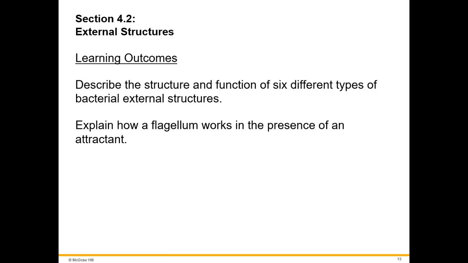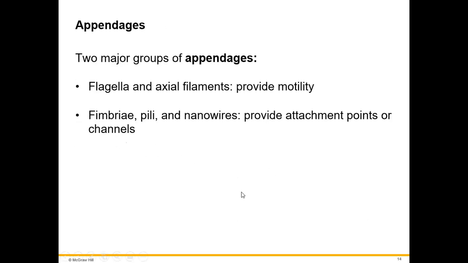Describe the structure and function of six different types of bacterial external structures we're going to talk about in this section, and talk about how the flagellum works. Not all bacteria have a flagellum. It's an appendage of motility. Two major types of appendages are the flagella, and the other ones are axial filaments that some bacteria have. A filament wraps around the bacterial cell. The bacteria moves in a corkscrew-like fashion. The flagella act like little propellers that rotate.